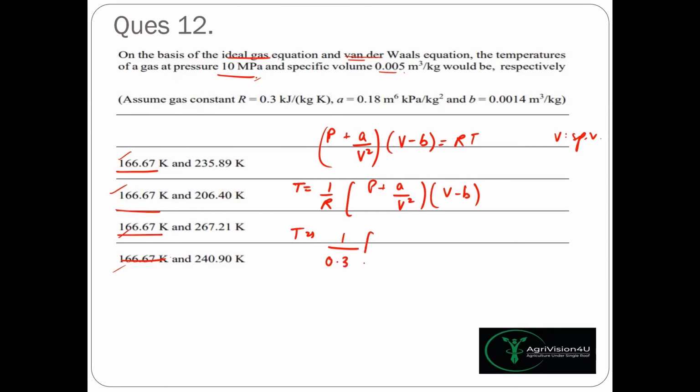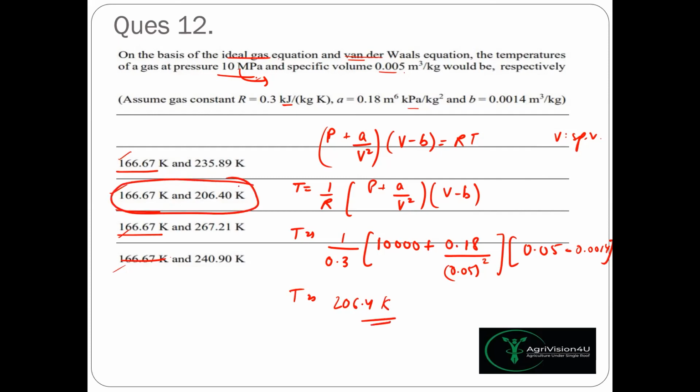R is given as 0.3. Pressure is already given, it is 10 megapascal, but here we are talking about everything in kilojoules or kilopascals, so we'll convert it into kilopascal, and it will be 10,000 kPa, plus a, whose value is given as 0.18, divided by the specific volume 0.05 whole square, and v again 0.05 minus b, that is 0.0014. On solving this we'll get the value of temperature to be 206.4 Kelvin. That means it will be option B. Option B would be the right answer because the value is 206.40 Kelvins.